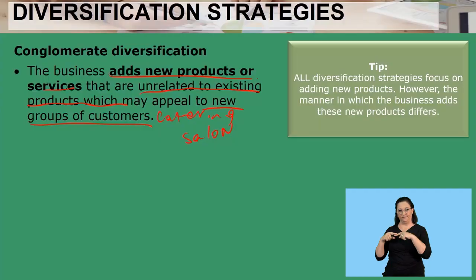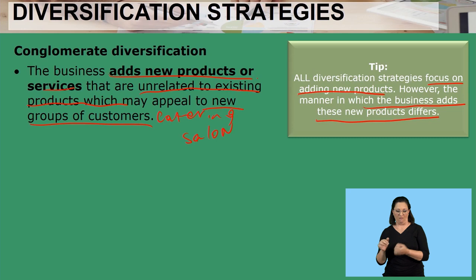So here's a tip. It says, all diversification strategies focus on adding new products. I hope you remember. We've added beef and fried meat today. That was the first one, concentric. However, the manner in which the business adds these products differs. The first one, we added fried meat. The second one being horizontal, we added what? Different cars, like luxurious cars. And then the last one is a different business, totally different, which is a salon.